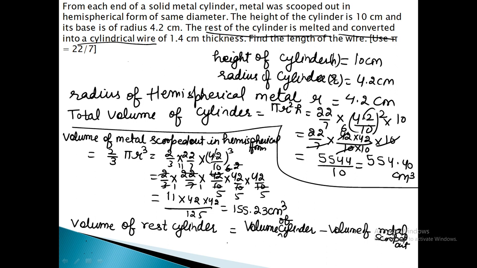You have to write here the total volume of cylinder is given 554.40 and the volume of metal scooped out in hemispherical form, which we found, is 155.23. After subtracting, 10 minus 3 is 7, 3 minus 2 1, 14 minus 5 9, 4 minus 1 3. That's your answer for the volume of rest cylinder.